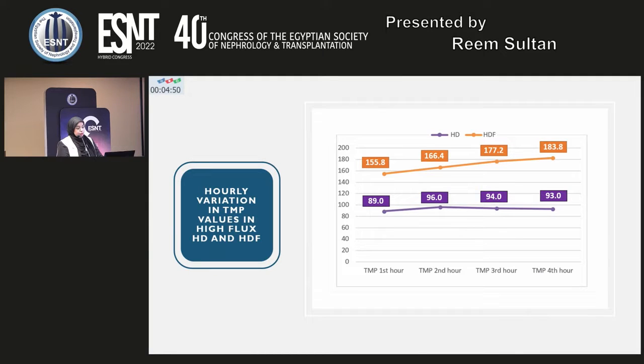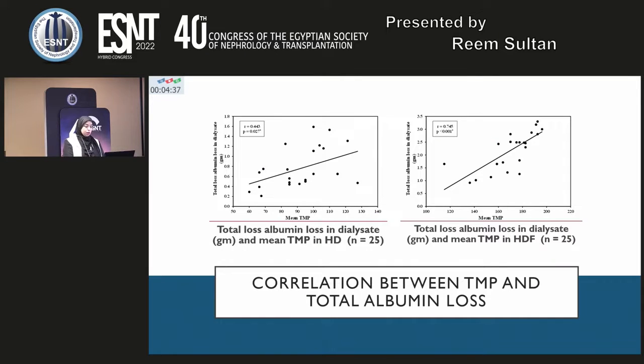This shows the hourly variation in TMP over the high-flux filter versus HDF, with higher TMP readings, also statistically significant, over HDF. Both modalities showed a statistically significant correlation between total albumin loss and mean TMP, with a higher statistically significant correlation over HDF, with p-value less than 0.001.